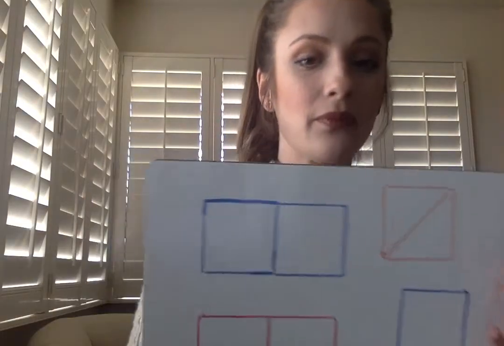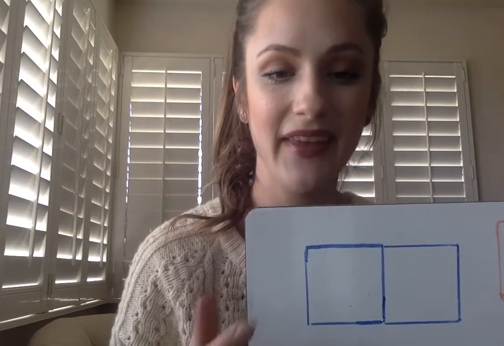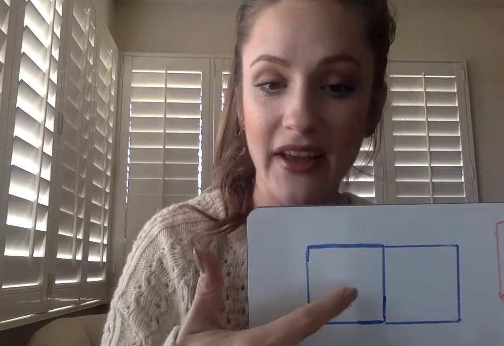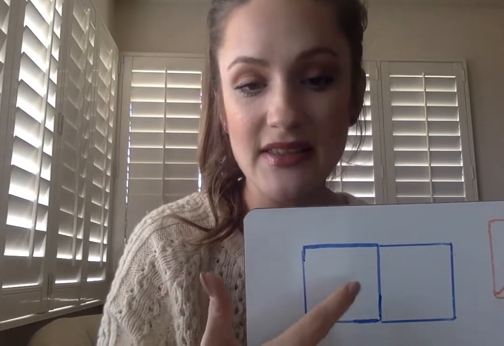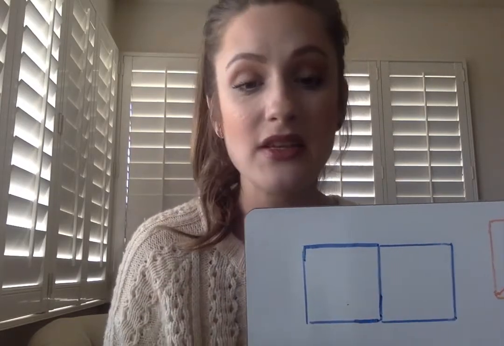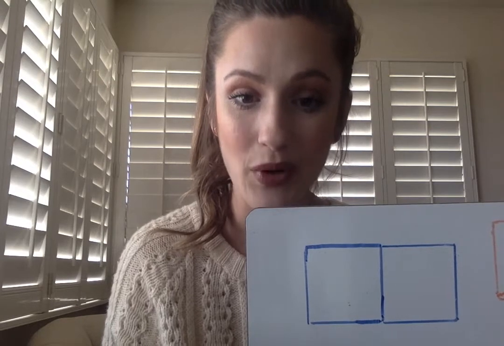So let's see if you guys can remember, what is the name of this shape? Yes, it's a square. Now, if I were to draw a picture of two squares and line them up next to each other, which I did here, let me show you, they create a new shape. See, they're the same size and I lined them up. The square has four sides and four corners.